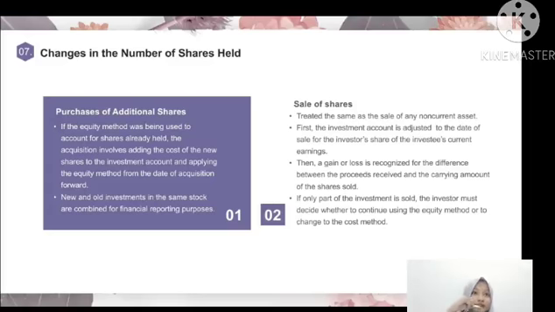And we move to the sale of shares, treated the same as the sale of any non-current asset. First, the investment account is adjusted to the date of sale for the investor's share of the investee's current earnings. Then, a gain or loss is recognized for the difference between the proceeds received and the carrying amount of the shares sold. If only part of the investment is sold, the investor must decide whether to continue using the equity method or to change to the cost method.